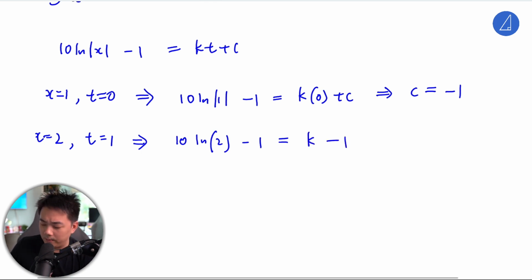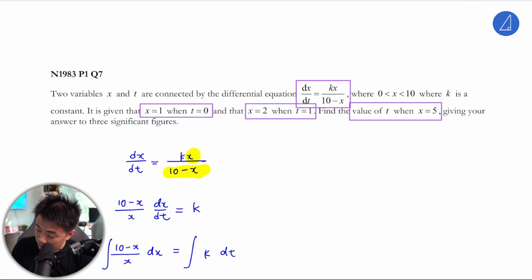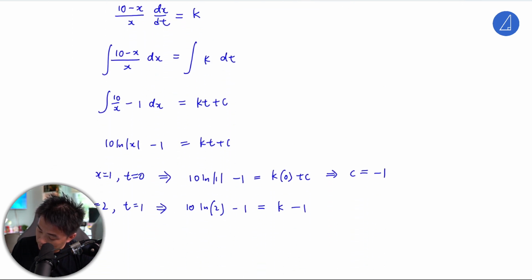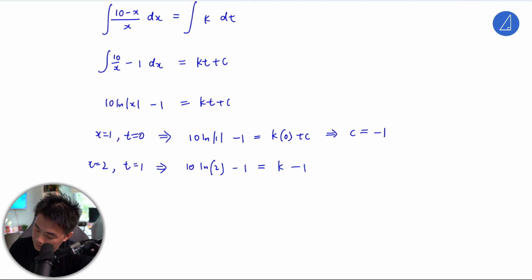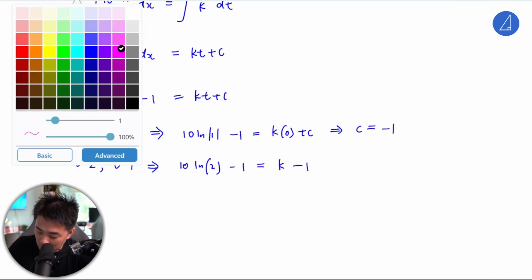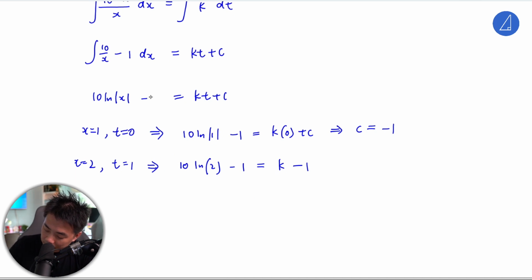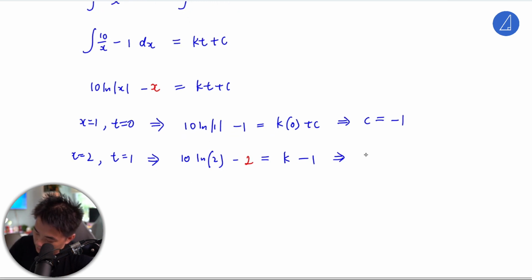Oh wow, is this negative 1? I made a mistake. This is x, so this will be 2, I believe. The integral was 10 ln x minus x, which equals kt plus c. I hope this is correct. Then we know that k equals 10 ln 2 minus 1. So there you go.